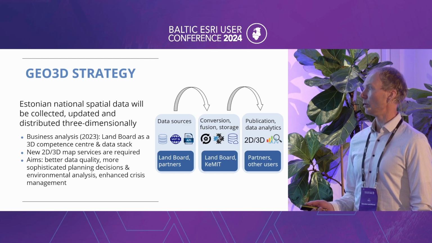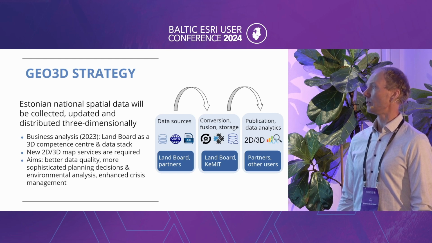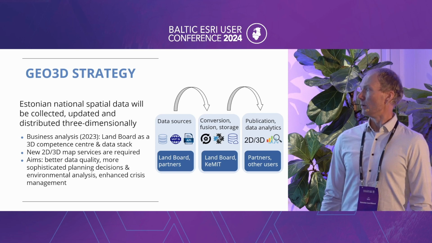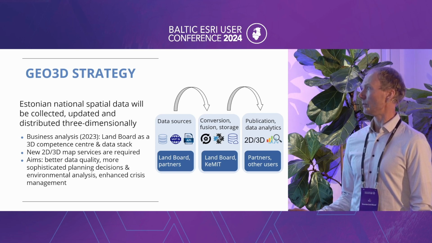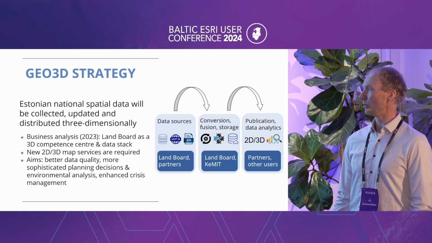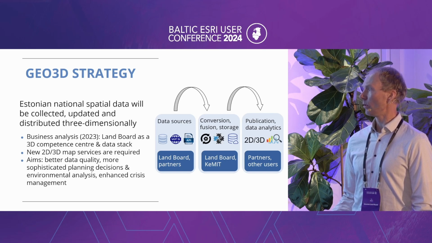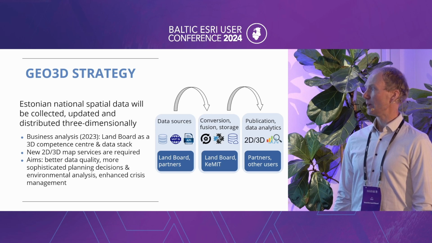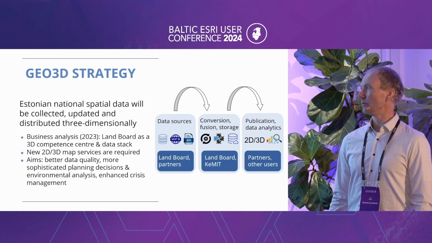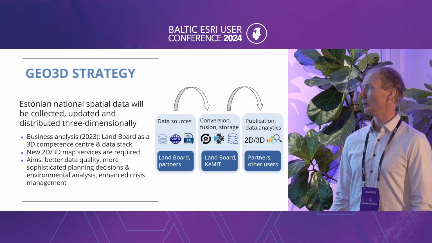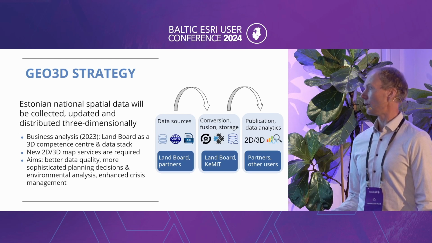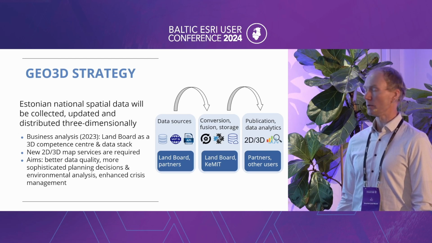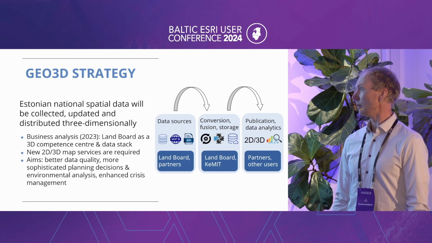Then we can go to publication with new 2D and 3D services, because at the moment we only have 2D services, but we need 3D, and this strategy talks about it. The overall aims are that we need better topographic and other data. We need more sophisticated planning decisions, and of course environmental analysis and crisis management also need some advancements.